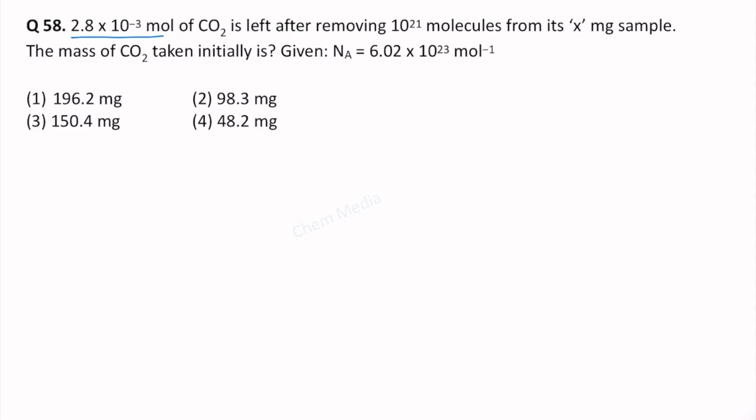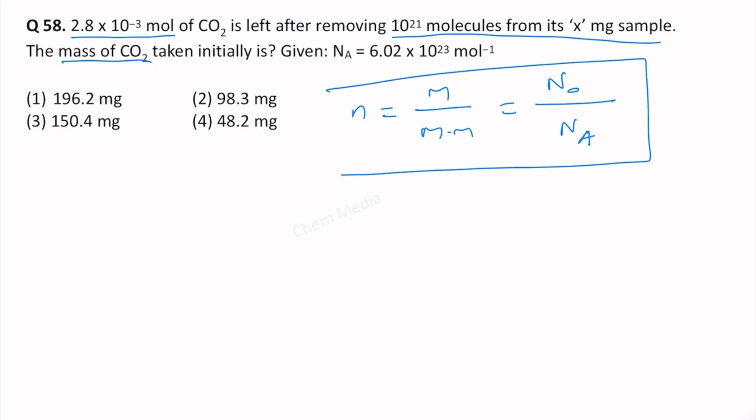2.8 times 10 to the power minus 3 moles of CO2 is left after removing 10 to the power 21 molecules from its X milligram sample. The mass of CO2 taken initially is how much? We know that number of moles is equal to mass divided by molar mass. We need to figure out the mass of CO2 that is taken initially here, which we can also equate with the number of molecules divided by Avogadro number. So, these are the two equations that we are going to use here.